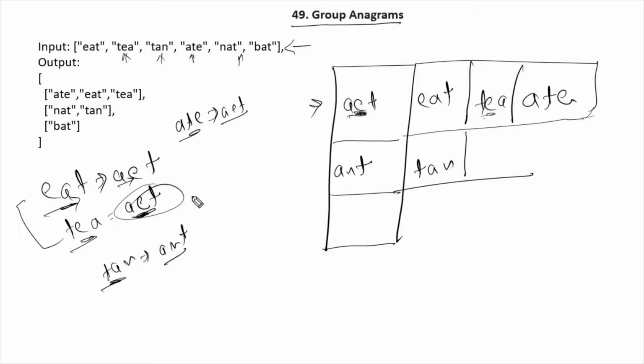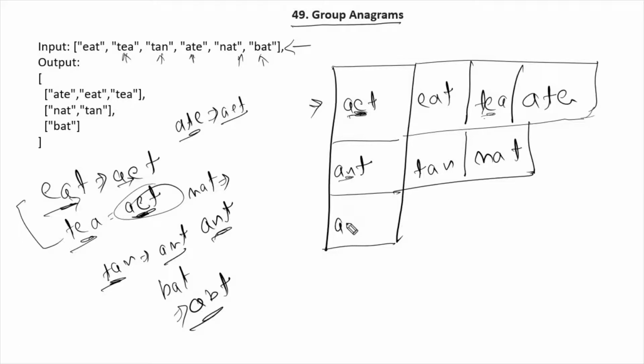This is done. Now NAT. For NAT, the sorted string will be ANT, which is already there, so we'll store NAT in our map in the entry we created. Again for BAT, the sorted string will be ABT. We have to create a new entry because ABT is not present in the map. We have created a new entry and we store BAT.